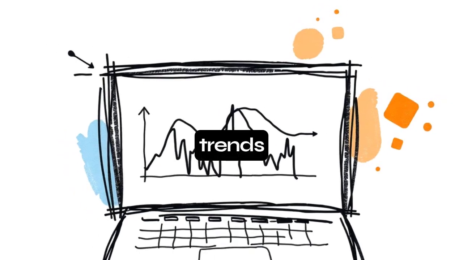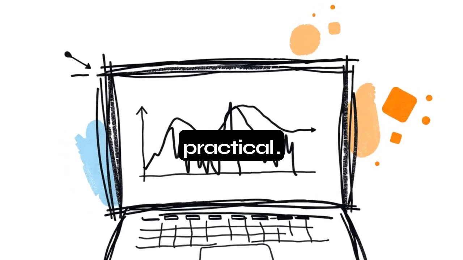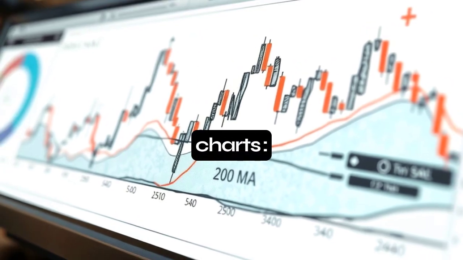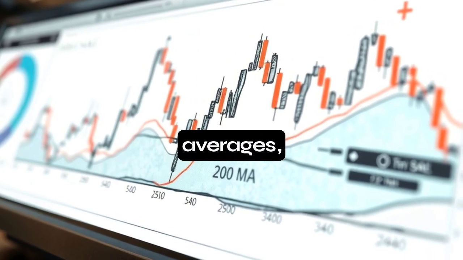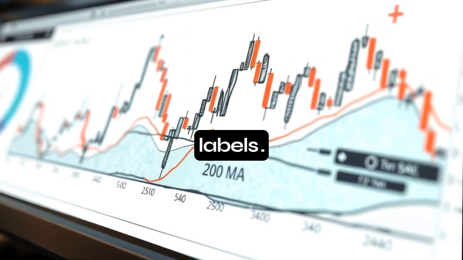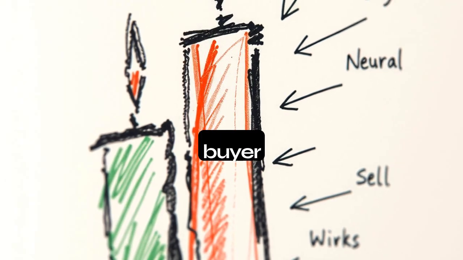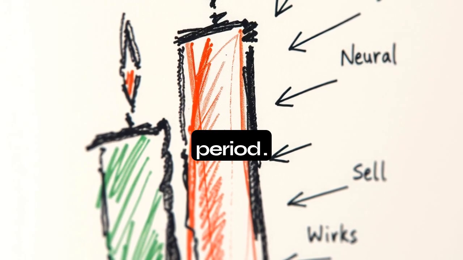Want to predict market trends like a pro? We'll make it simple and practical. Start with clean charts, candlesticks, moving averages, clear trend lines, and labels. Read candlesticks to gauge buyer and seller strength each time period.